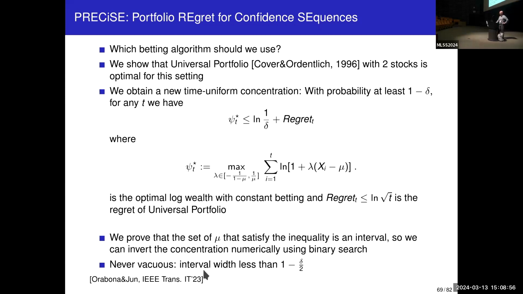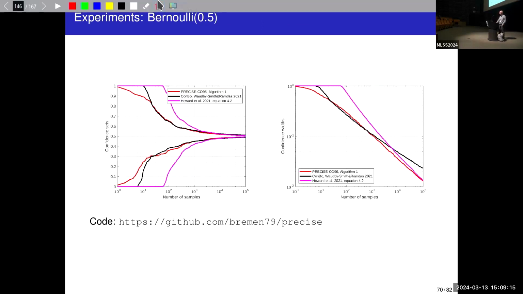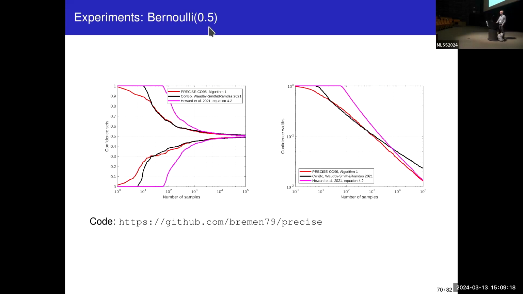But there is also another very nice property. If you use this algorithm, your confidence intervals will never be vacuous, will always be strictly less than 1, even with one sample. Okay? And let me show you that this does happen in practice. So this is a Bernoulli 0.5 random variable, okay? This is the number of samples in a log scale. And this is the confidence sets that you construct. So this is the upper and lower confidence sets. And given that this is 0.5, you want these things to converge to 0.5 with number of samples, right?